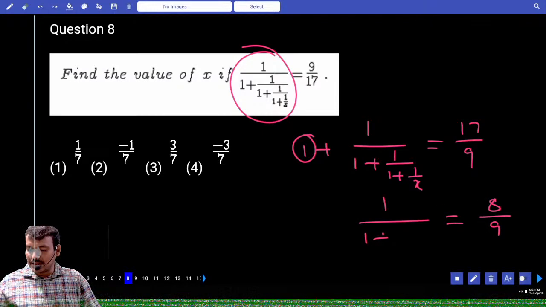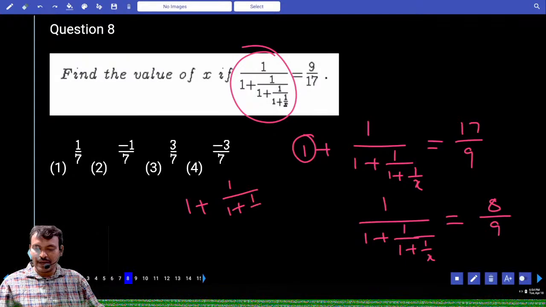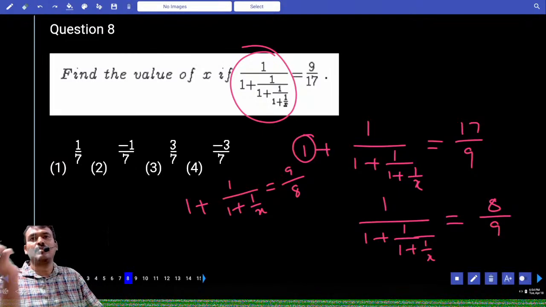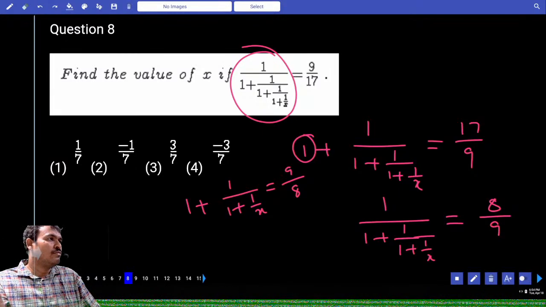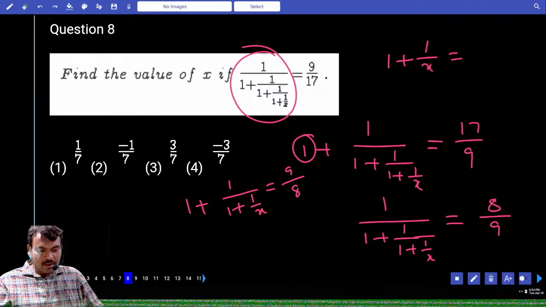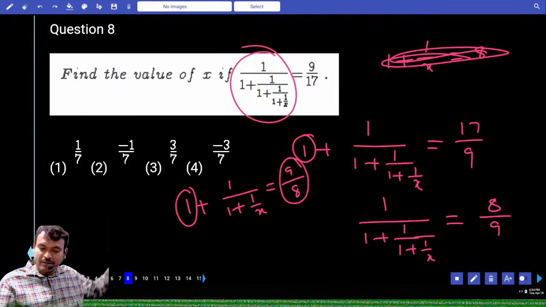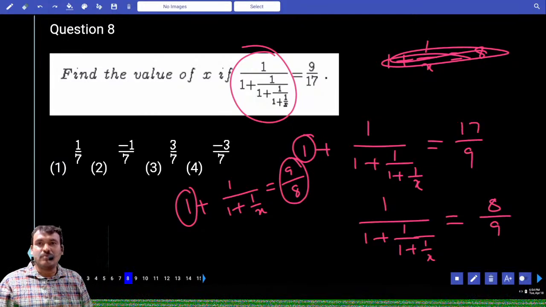1 by 1 plus 1 by 1 plus 1 by x. Yes or no? Again it will be reversed. Then we are getting 1 plus 1 by 1 plus 1 by x equal to how much? 9 by 8. 9 by 8 means we write 1 plus 1 by 8. 1 plus 1 by 8 means this again is 1 plus 1 by x, which is equal to 8 by 1 and 9 by 8. What is the difference? 1 by 8.